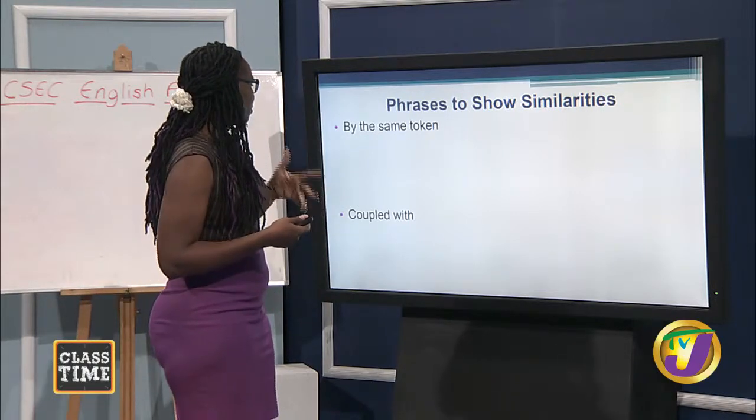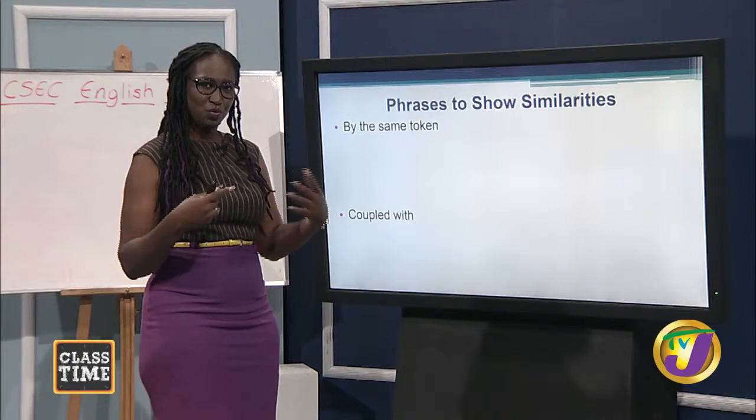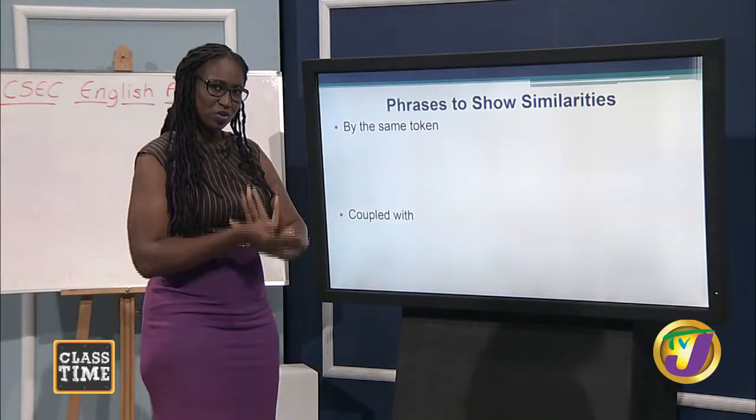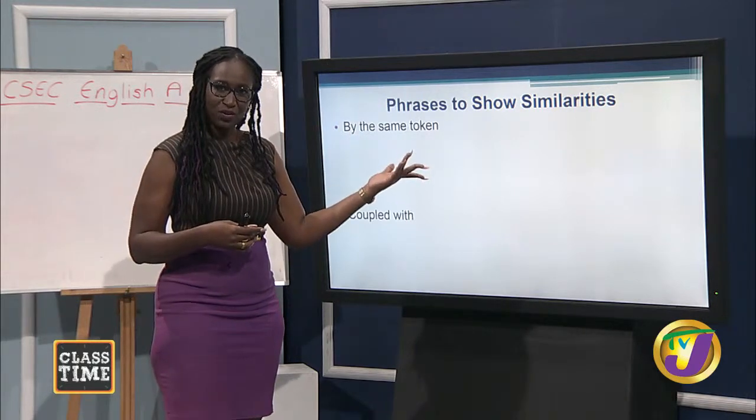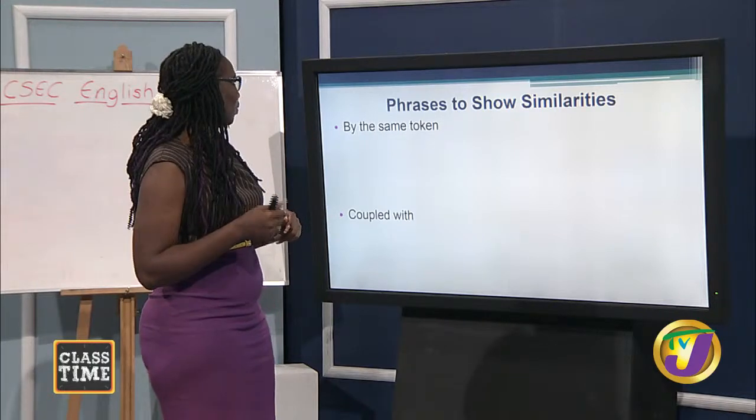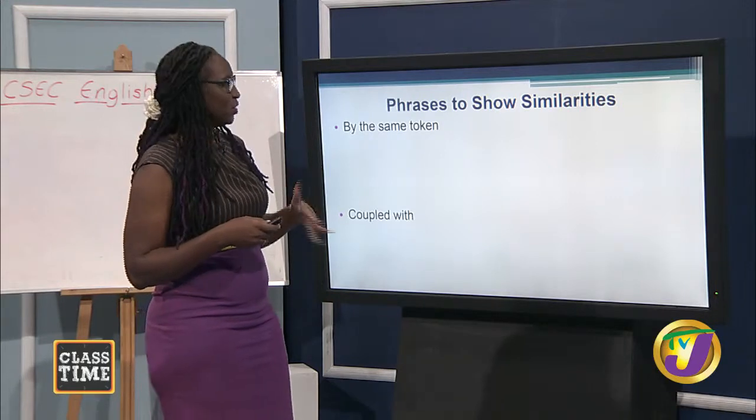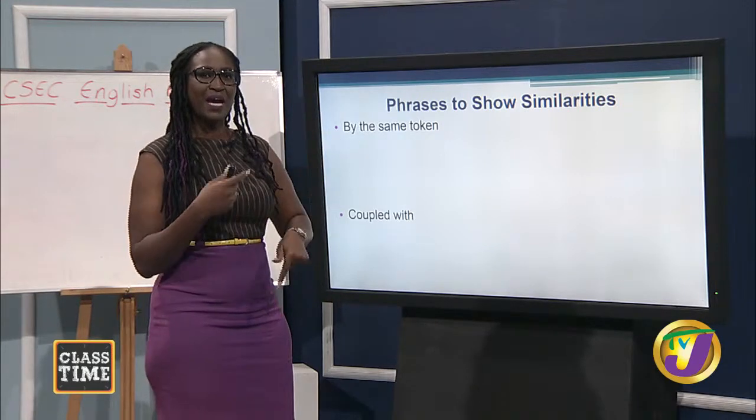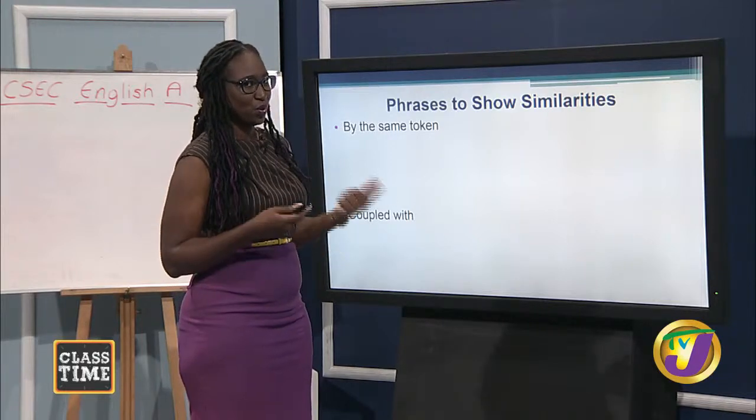And then of course there is coupled with, much easier to understand, because you know what a couple is. Two individuals coming together. So that one more clearly ties into the whole idea of what we're going to do, which is to show similarities. So now, by the same token, what could you say to show similarities and use the scenario that we're working with about school uniforms, yes or no?